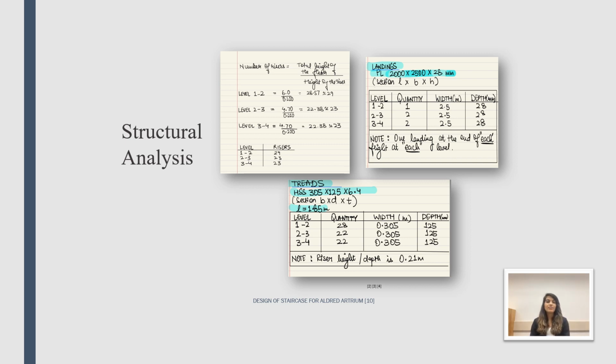Therefore, the number of tread plates can be calculated by the formula number of risers minus 1. Therefore, the number of tread plates for level 1 to 2 was 28, 2 to 3 was 22, and the same for level 3 to 4 since the height between both the floors is the same. And every HSS tread is covered with a tread plate and end welded. So when both of them are end welded, it will act as one whole structure.